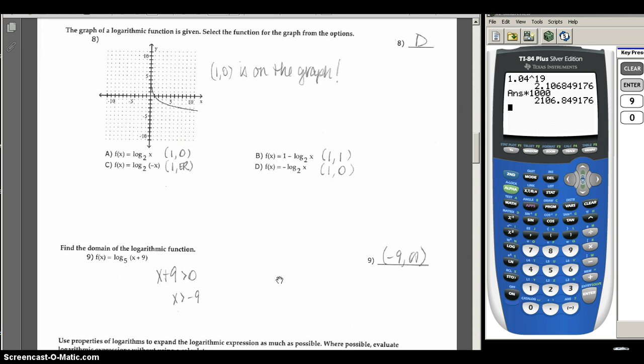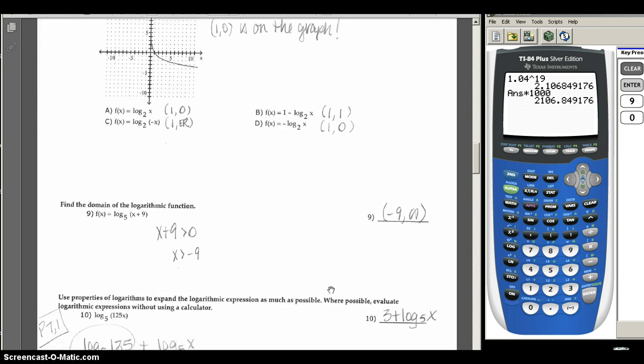Number 9, find the domain. All you do is set your domain greater than 0 and solve. So I got x is greater than negative 9, and I wrote it in interval notation. So greater than negative 9, so negative 9 all the way to infinity would be my solutions.